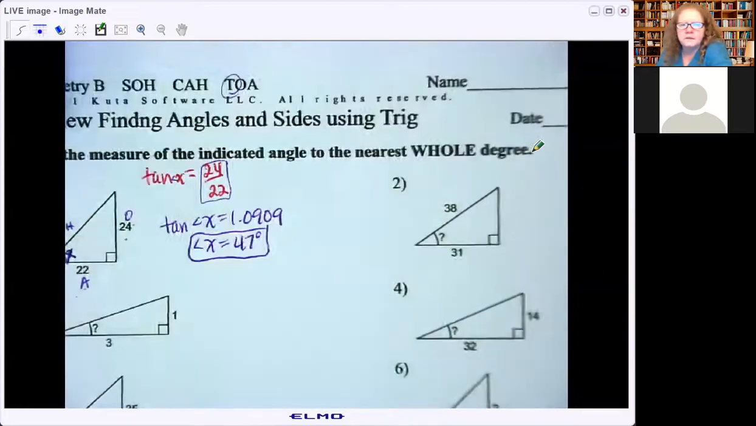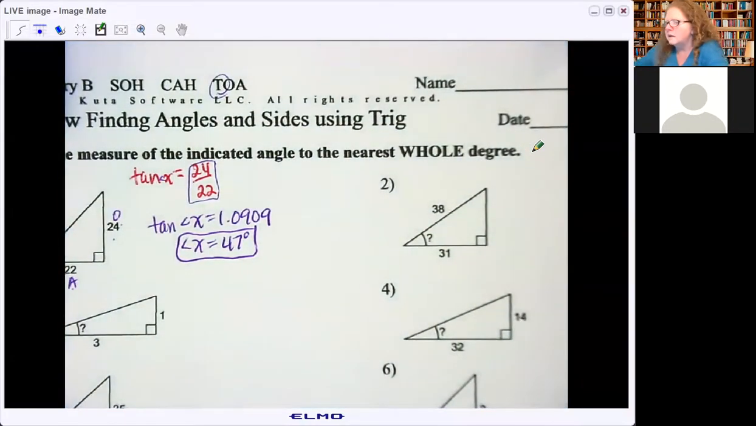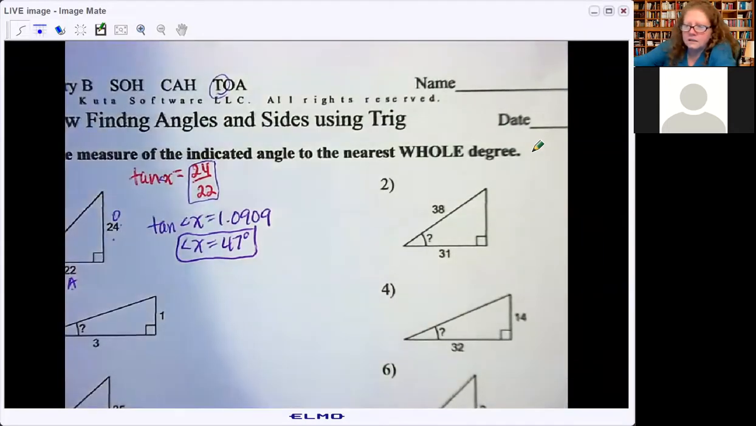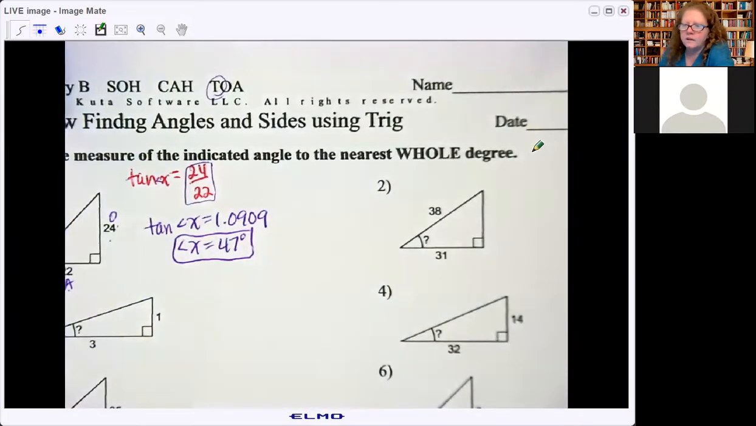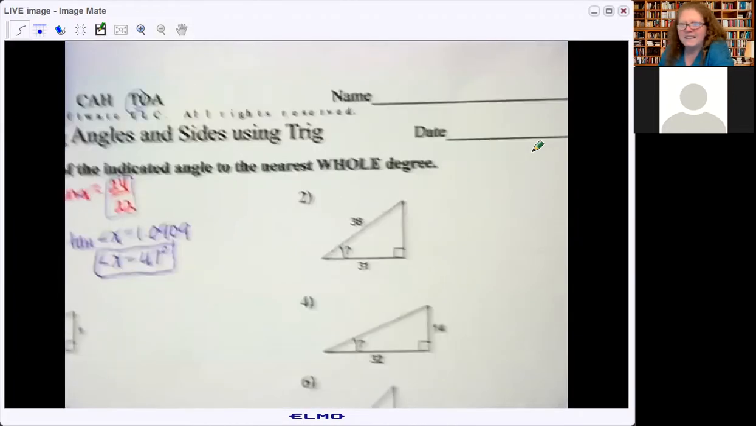Okay, so all we're going to do really is set up the equations. Some of my students are getting a little mad because I'm requiring the equations, and sorry, but that's the only way I know that you actually are understanding.